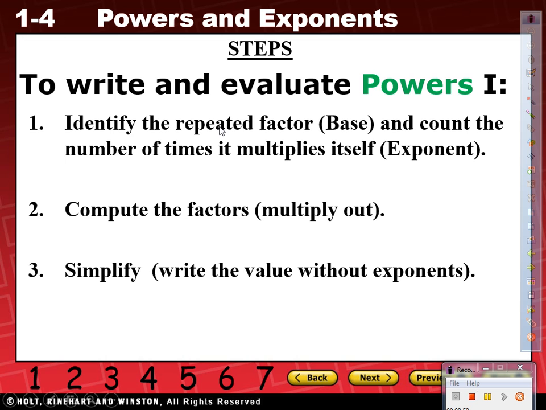So 3 simple steps. Step 1, identify the base and the exponent. Step 2, compute the factors, which is multiply out. And step 3, simplify. And what does that mean? Write the value without exponents. So far so good? All right, example 1A and B.